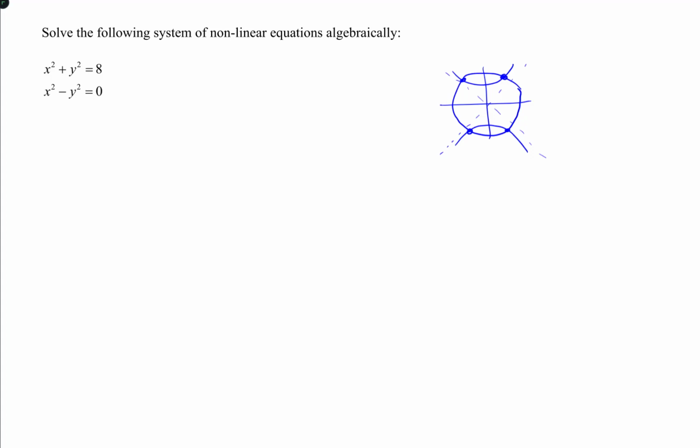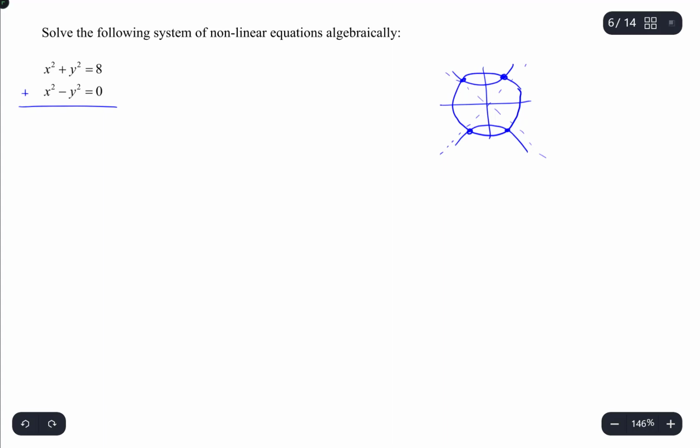Now, usually I insist on using the substitution method when solving nonlinear systems. But since all of these variables are squared, you can use elimination because you're just eliminating a squared variable instead. So for instance, if I add these two equations together, x squared and x squared give me 2x squared, positive y squared and negative y squared cancel out, and I'm left with 8. So 2x squared equals 8. I can continue solving by dividing both sides by 2, which gives me x squared equals 4.